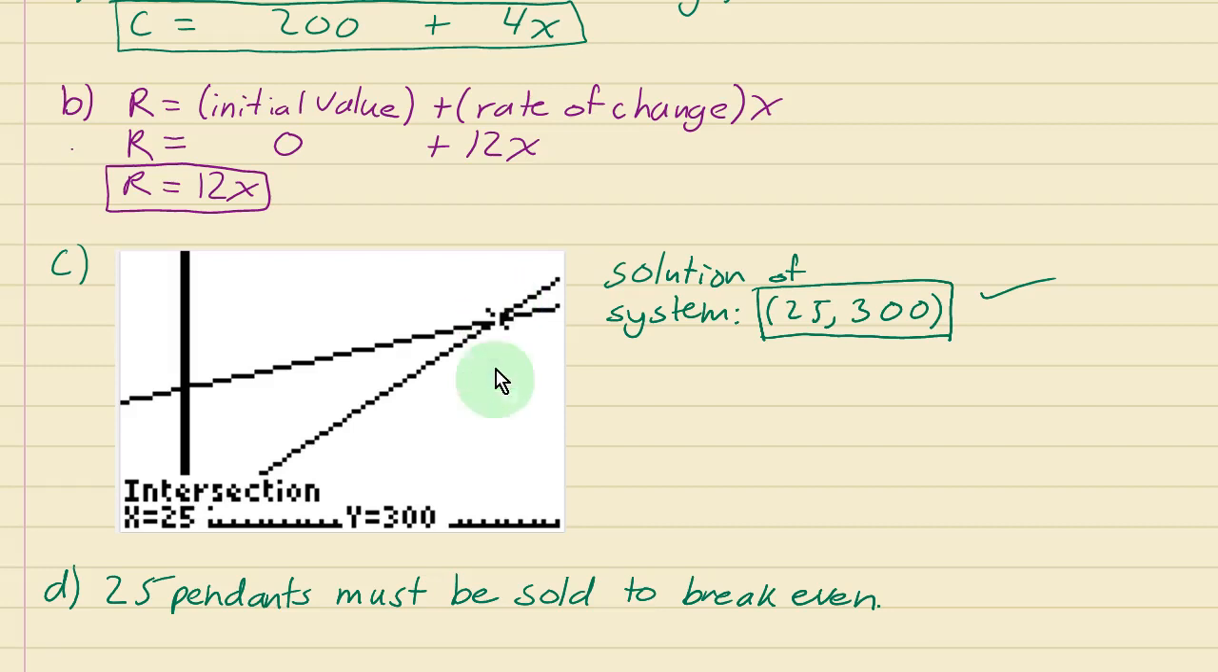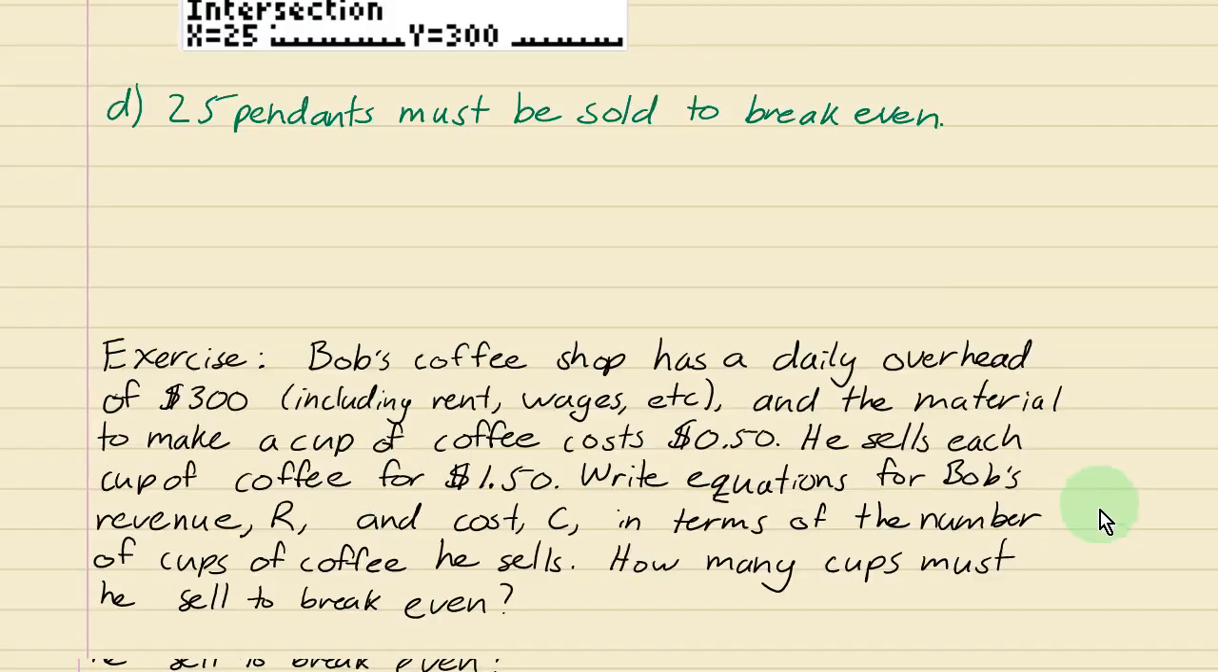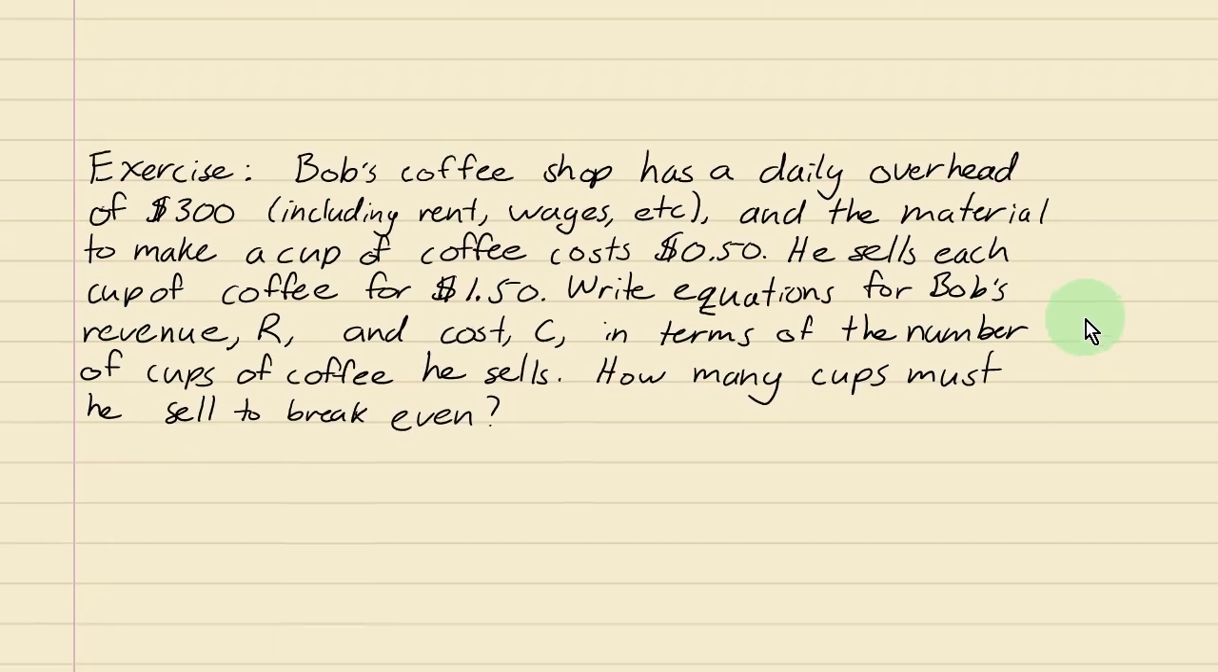Now if you make and sell more than 25 pendants, like if you sell 30 pendants, then you're going to be making real profit here because your revenue will be higher than the cost. But if you sell fewer than 25, your revenue is going to be less than the cost, so you're running a deficit, you could call that. You're losing money.